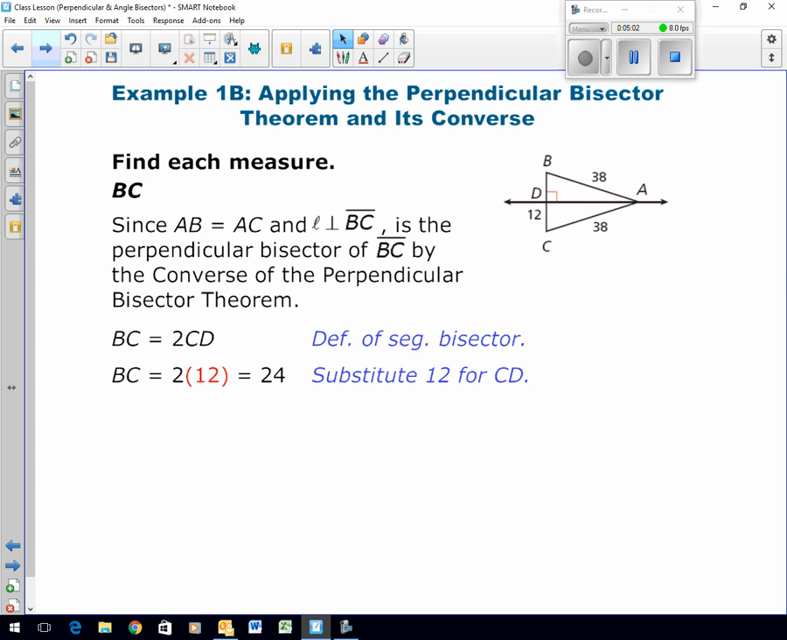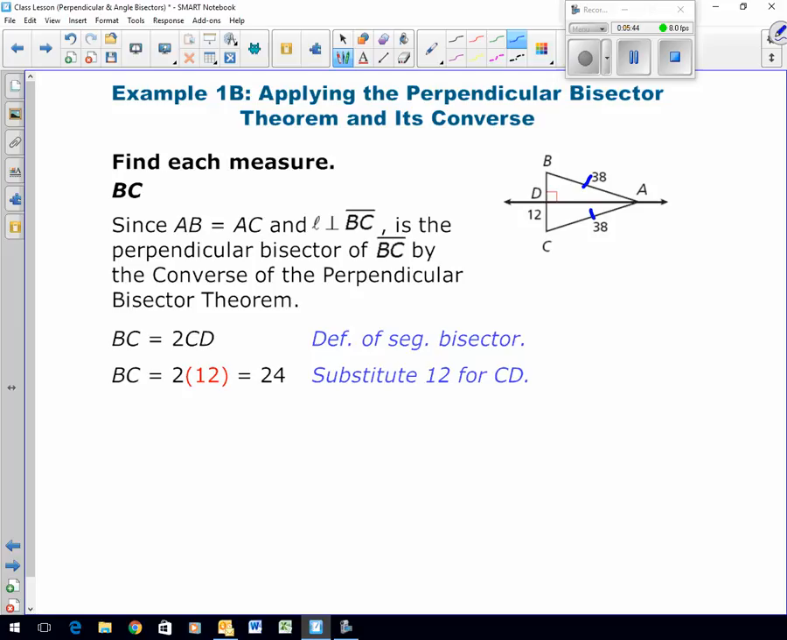How would I apply such a theorem? Let's see how we can do this, guys. We're trying to find the measure of B to C. If A to B is 38 and A to C is 38, are these two congruent? So if these are congruent to each other, that means that AD is the perpendicular bisector of BC. A to D is the perpendicular bisector of B to C.